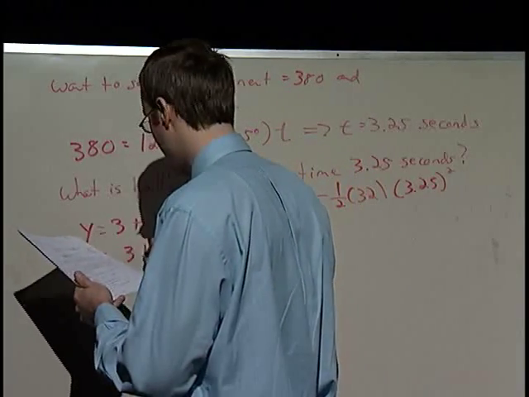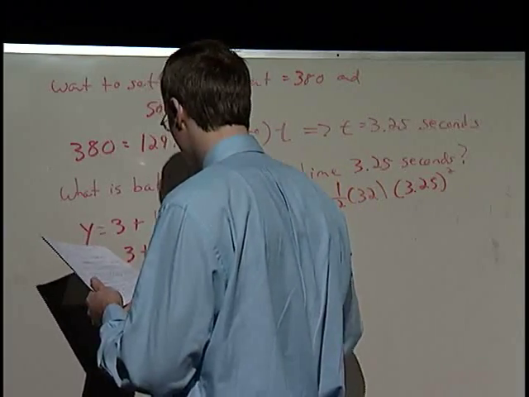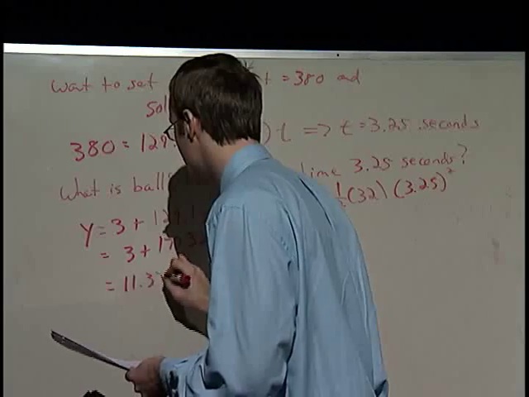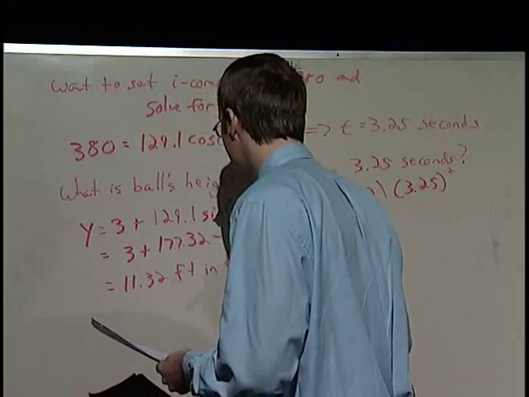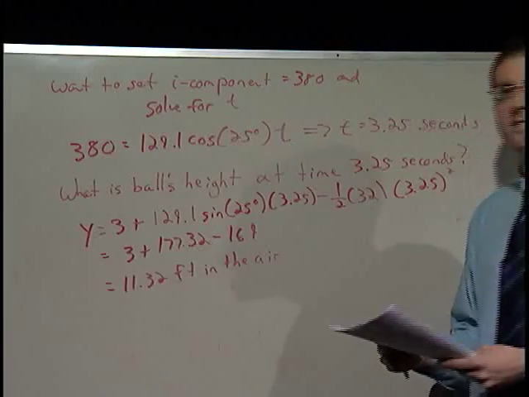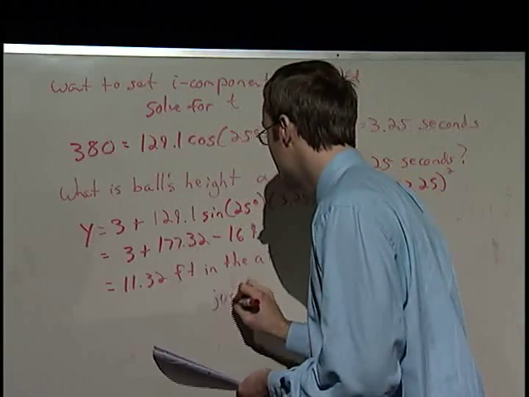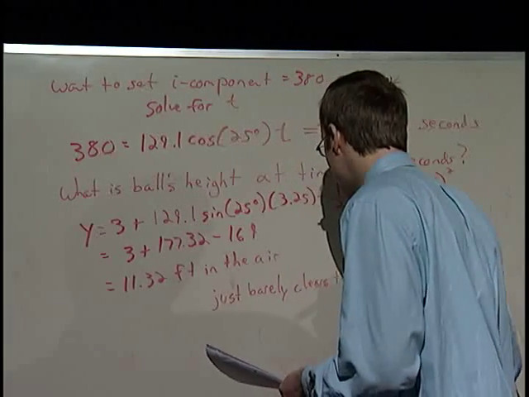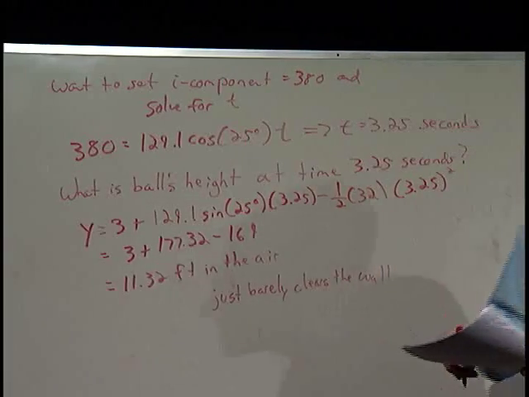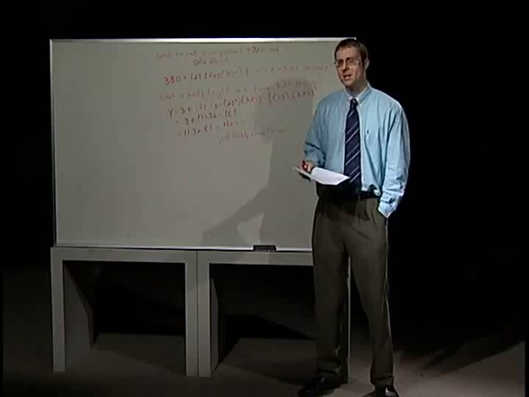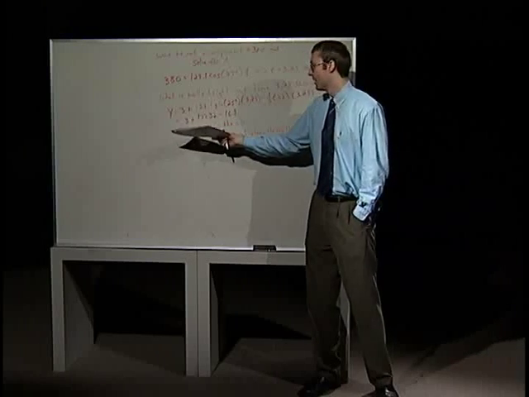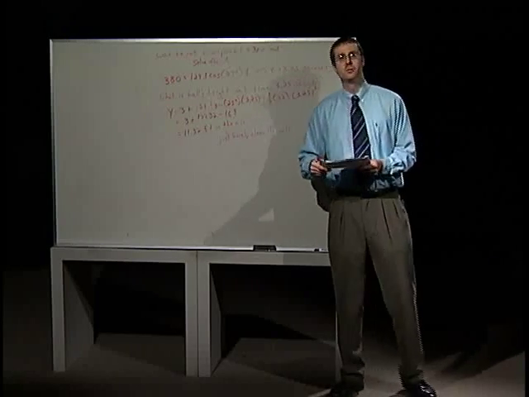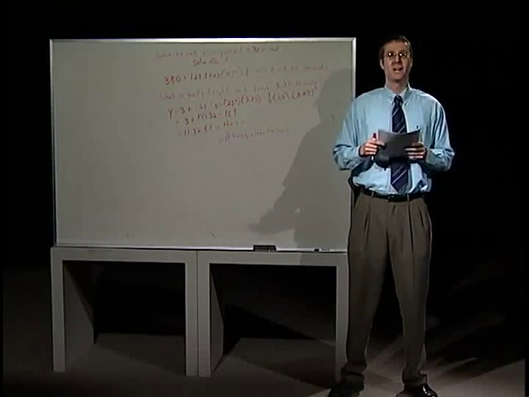You do all that out, you get 3 plus 177.32 minus 169, and you get 11.32 feet in the air. So this thing just barely clears the wall. And to put it in perspective, had the hitter gone down and hit a very low pitch, only a foot above the ground, this thing would not have cleared it. It would have fallen half a foot short. Okay, so that concludes the section on ideal projectile motion.